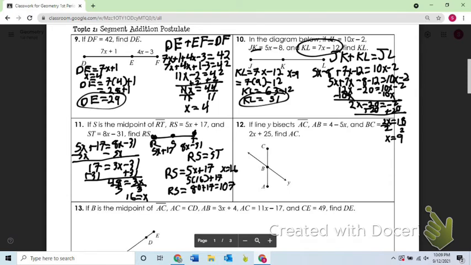I'll go back. I don't know why I wrote 107. That's wrong. It's 97. So if I wanted to double check this, I could also plug my x value into ST, which is 8x minus 31. And I get 97 there, and so that gives me proof that I did this right, because I know it's the midpoint, so the distances are equal. So there we go.